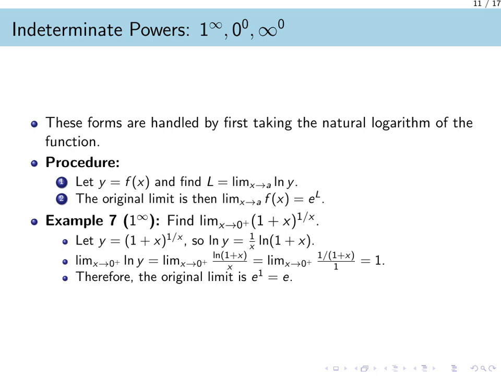First, we set a variable y equal to our function and take its natural logarithm, which turns the exponent into a simple multiplier. We can then apply L'Hopital's rule to find the limit of this logarithmic expression. For example, with the function the quantity 1 plus x, all to the power of 1 over x, the limit of its natural logarithm as x approaches 0 is 1.